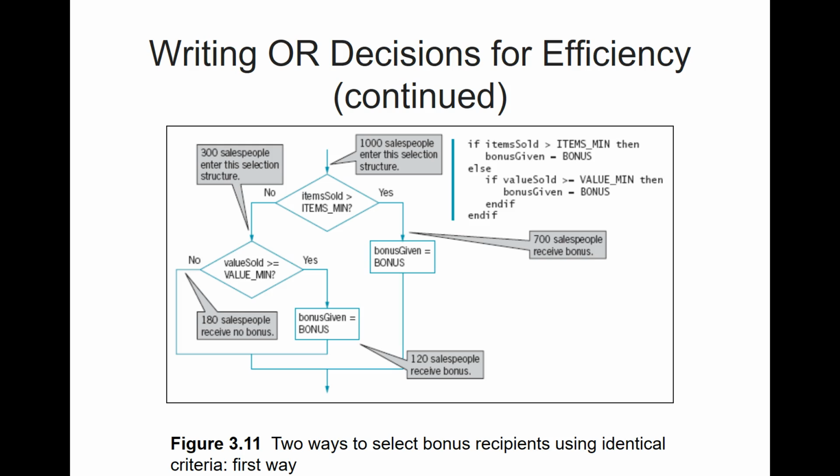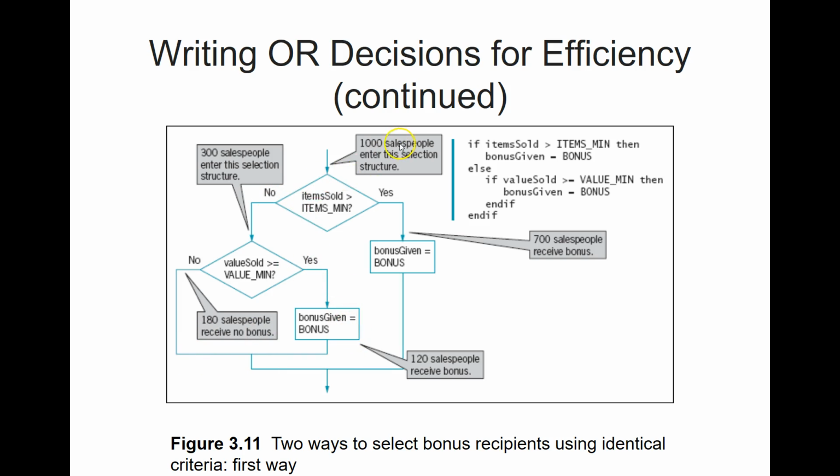that eliminates, so now we're looking at the same number of people going in. So we want to eliminate as many people as possible again. So in this particular case, items sold. We have 1,000 people going in. Well, in this case, 700 people get a bonus going in. Great, 700 come out of here. 300 of them then enter the second question. And 180 of them don't get a bonus, 120 do.